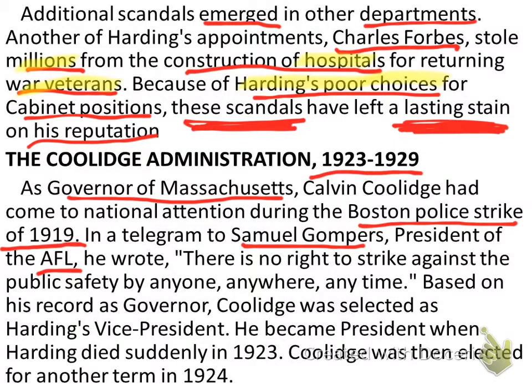wrote, "There is no right to strike against the public safety by anyone, anywhere, anytime." So Calvin Coolidge writes to Samuel Gompers, who was the president of the AFL, stating there is no right to strike against the public safety by anyone, anywhere, at any time.